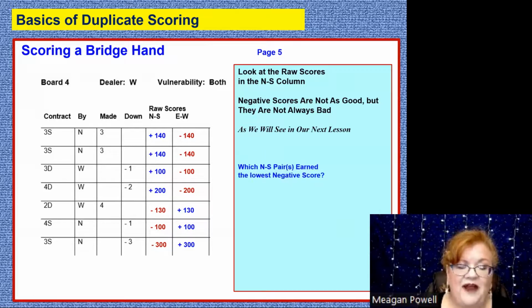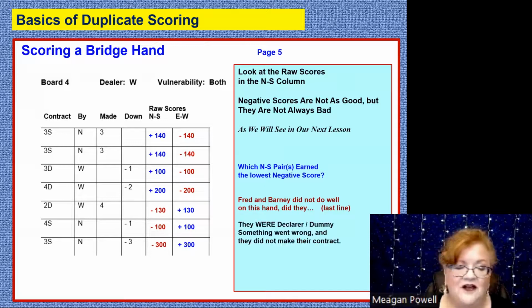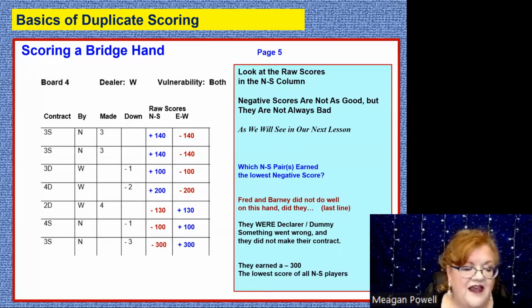Which north-south pair earned the lowest negative score? I think it was Fred and Barney, right? On the last line, they didn't do so well. They were declarer and dummy. They did not play the hand well, did they? Ugh, something went wrong. They didn't make their contract. They gave their wives a plus 300, which means they earned the negative of that, negative 300.